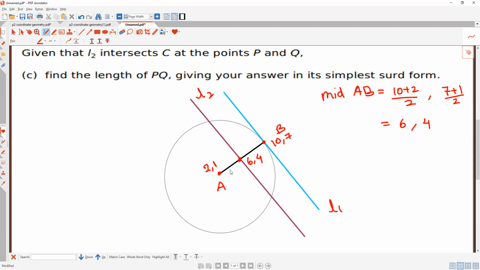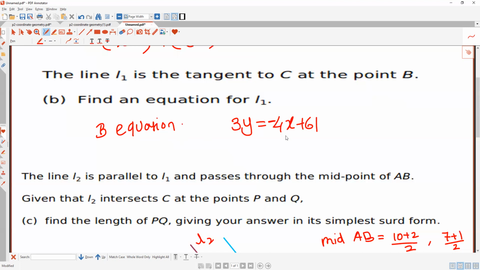Find the length of PQ now. L2 intersects C at points P and Q. So there it is intersecting here and here. Fine. But I need to find the equation of L2 now. I know the coordinate of L2, it is 6, 4. What is the gradient of L2? I think the gradient of L2 was minus 4 by 3, right?